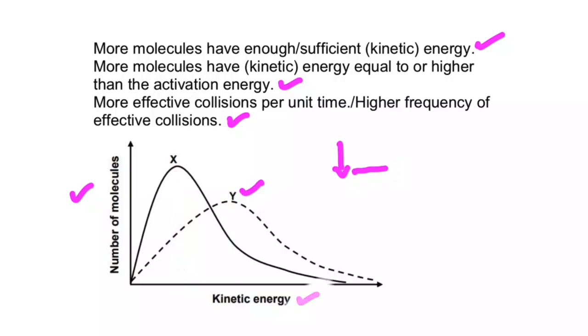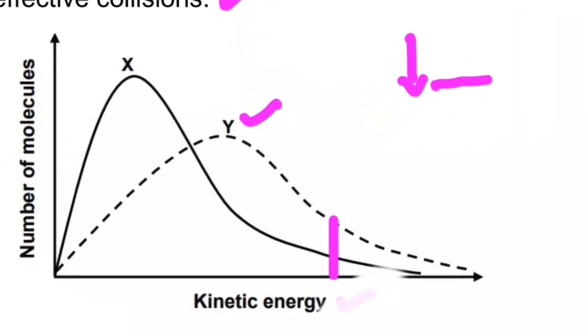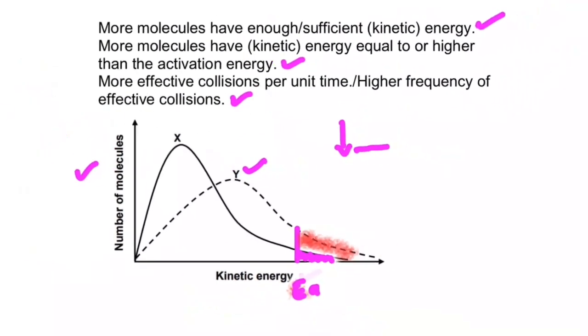Let me just erase that. Let's say the activation energy was somewhere here. You can see that in X, the area under the graph is much smaller than the area under the graph of Y, right? So clearly, we're going to have more particles that have energy equal to or greater than the activation energy. The area under the graph, as far as the activation energy is concerned, will be much greater when the temperature is increased compared to before it is increased.